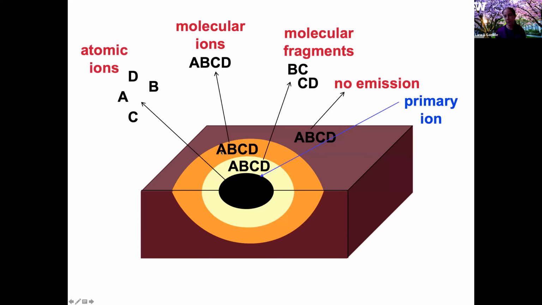So for example, if you had a molecule A, B, C, D, near the impact crater, you might just see the components of that molecule. But as you go further and further out from where you had that primary ion impact, you'll see molecular fragments or potentially the entire molecule coming off intact so that we can identify it.